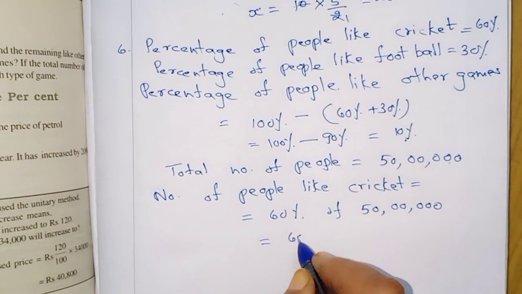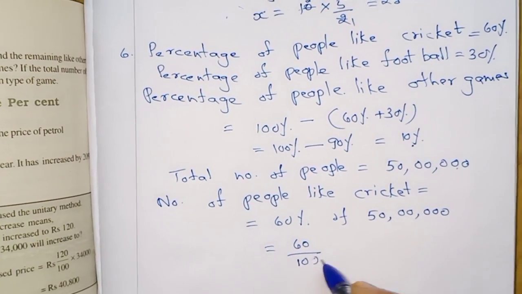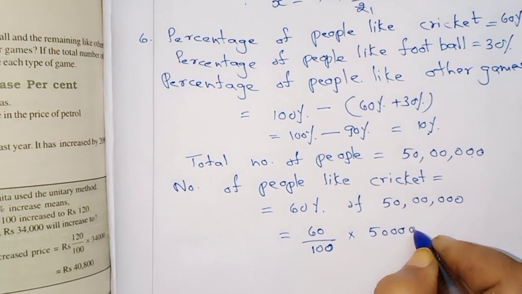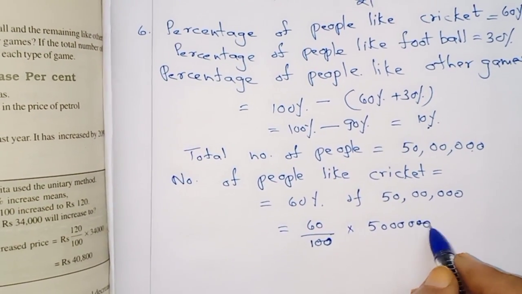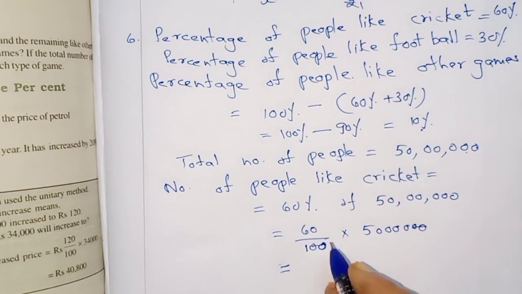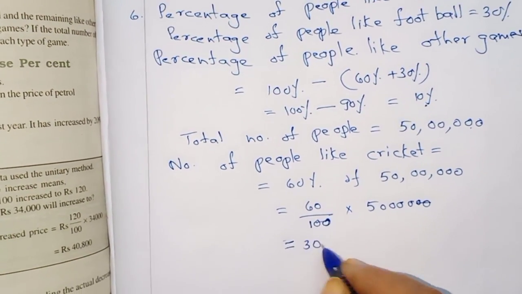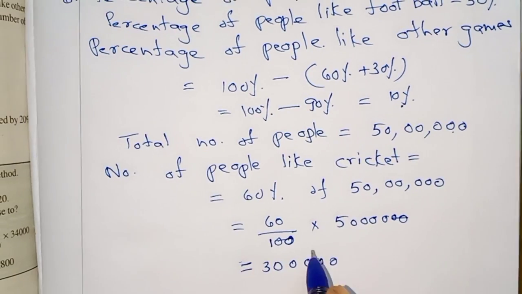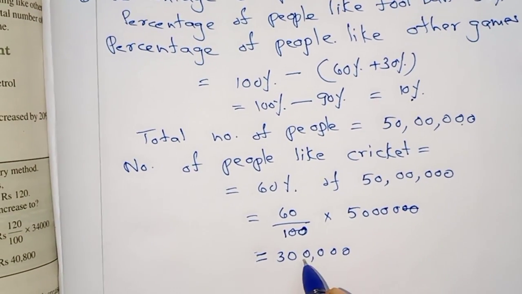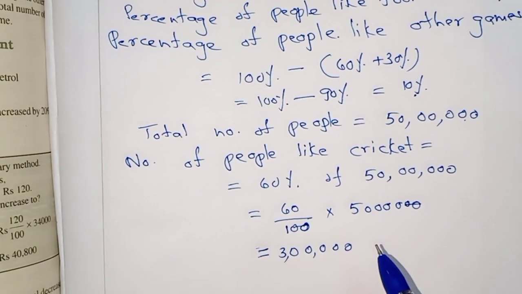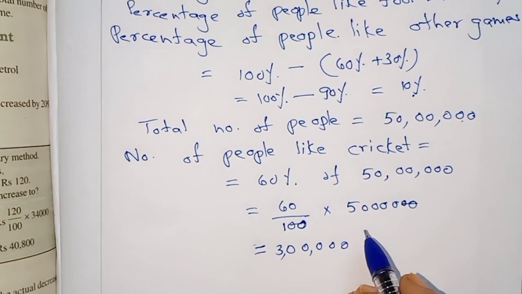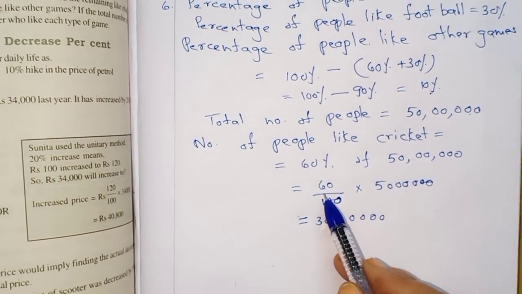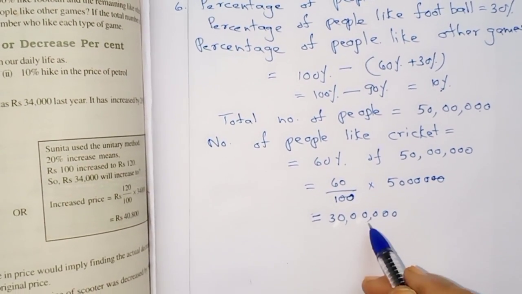So this is equal to 60%, which means per 100. What is meant by "of"? It means into 50 lakhs. So these two zeros get cancelled. 6 fives are 30. How many zeros are here? 1, 2, 3, 4. 1, 2, 3, 4. So keep comma: ones, tens, 100, again 1000, 10,000. So 6 fives are 30 and here, 30 lakh people like cricket.